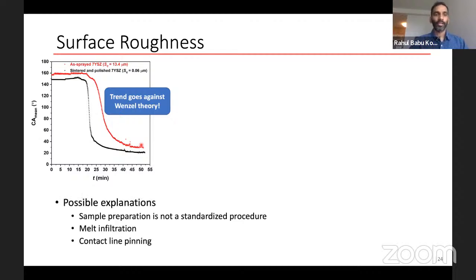And there are some explanations as to why that's happening. One of them is that the sample preparation is not a standardized procedure. They just use their hands to roll it up into a sphere. But what I think is happening is melt infiltration. They have reported melt infiltration for some of these substrates. So I think that is probably what is causing it. But there are other mechanisms like contact line pinning that can also happen on these TBCs.